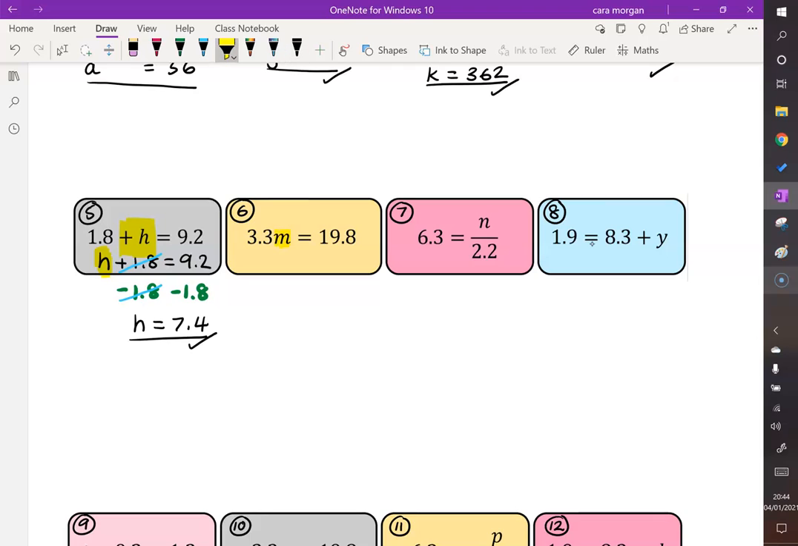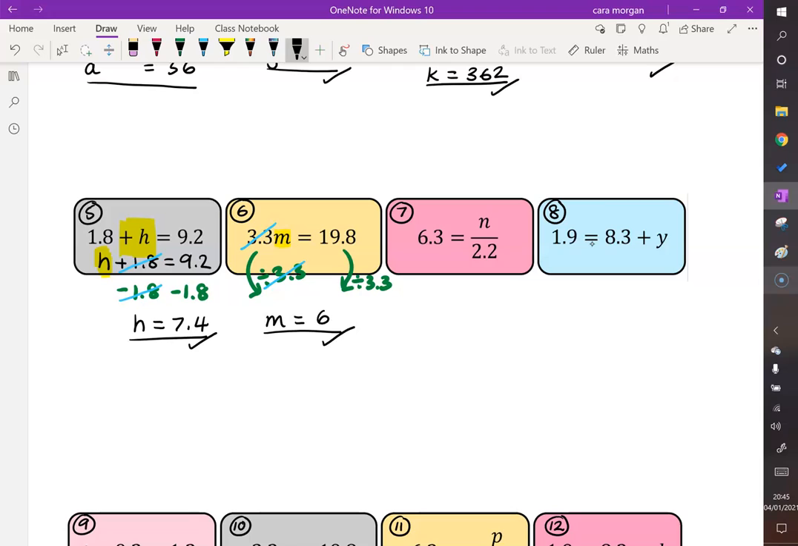Trying to get m by itself in the next question, I can see it's been multiplied by 3.3, so I think I might divide both sides by 3.3 in order to find 1m. That means the multiplying by 3.3 and the dividing by 3.3 cancel out on the left-hand side, and I'm left with 1m is worth 6. I might just check before I move on that 3.3 multiplied by 6 is 19.8, which it is, and that's good.